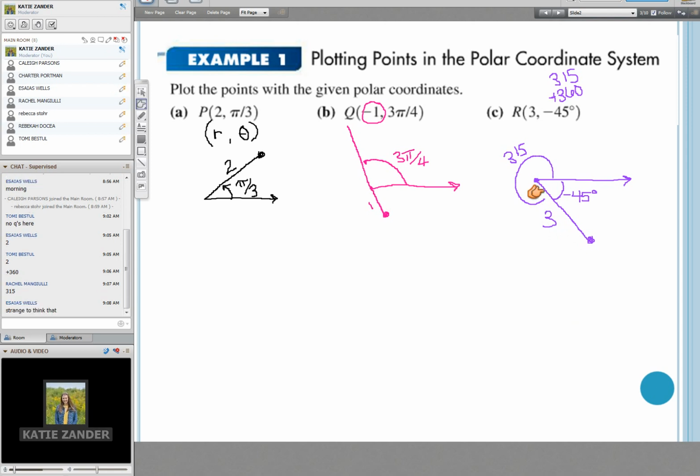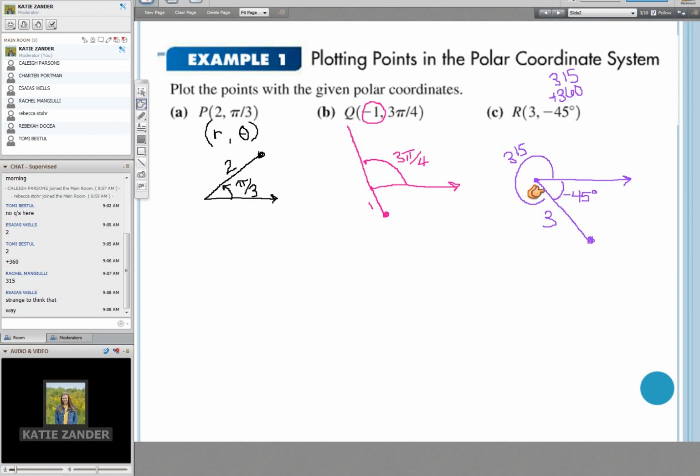Any questions with those graphing? It is really strange to think of that, isn't it? That's generally not what we're used to. But yeah, definitely a new way of looking at things. Questions with that before I move forward and we talk about how to find these points algebraically.